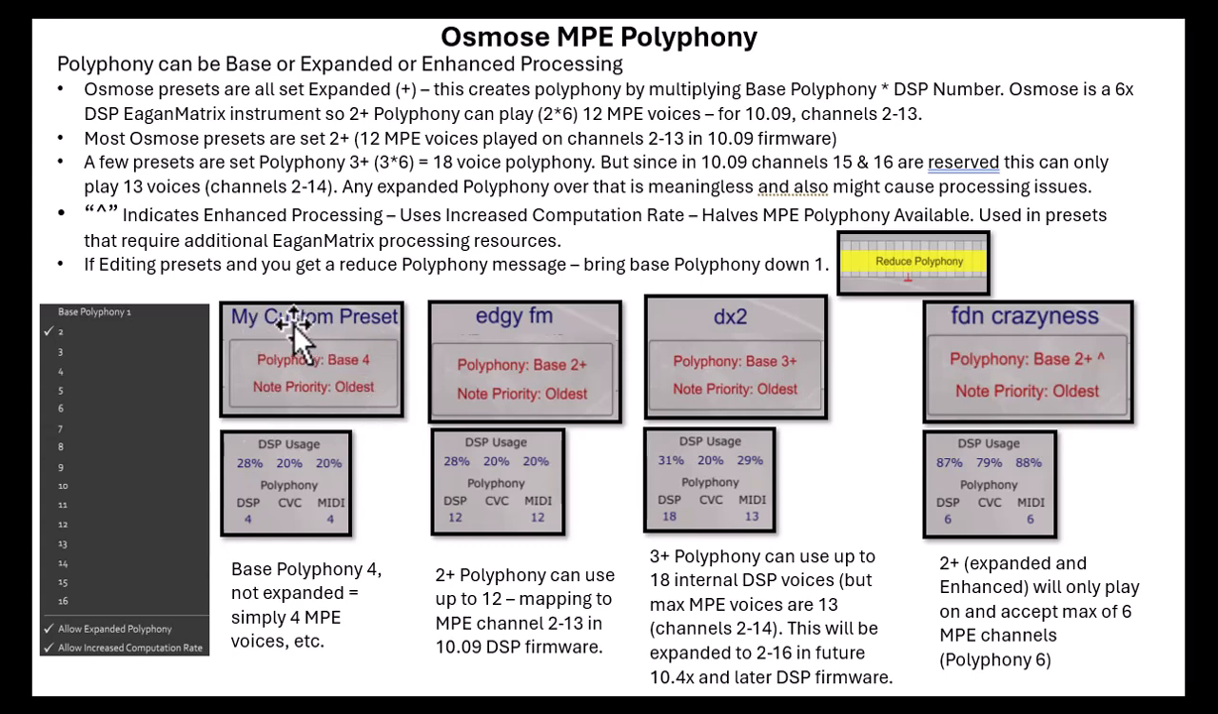Here, one I've created myself, bass 4. It also has a priority here, oldest. Now, some of the Osmose presets are set to polyphony 2 plus. Plus, as we said before, means expanded polyphony.